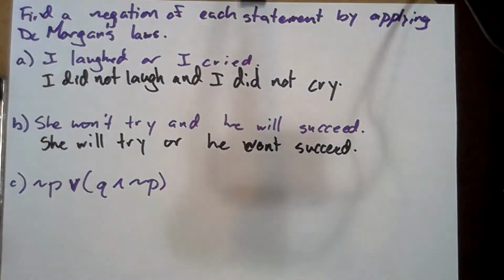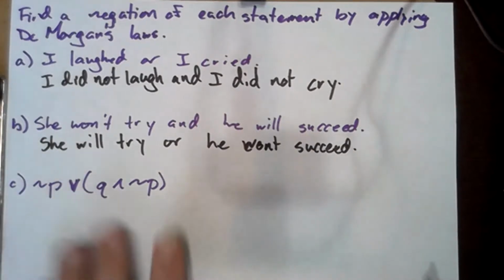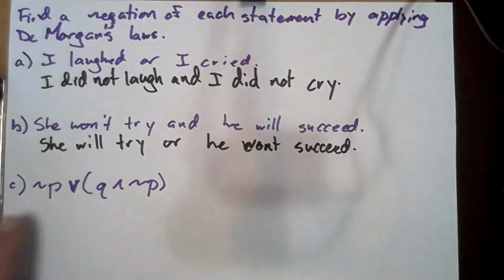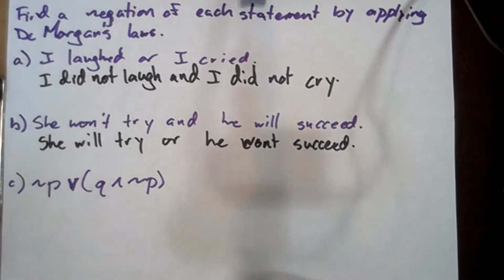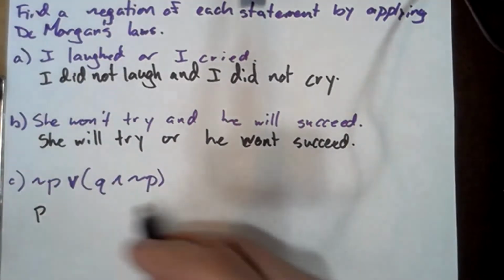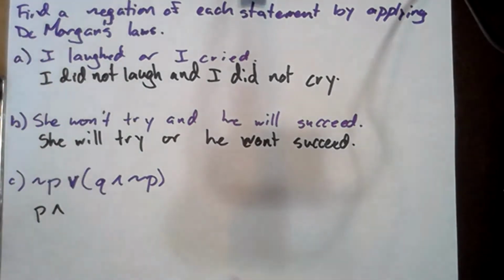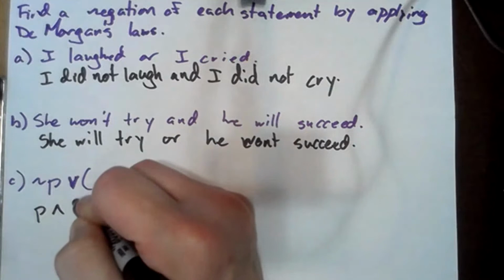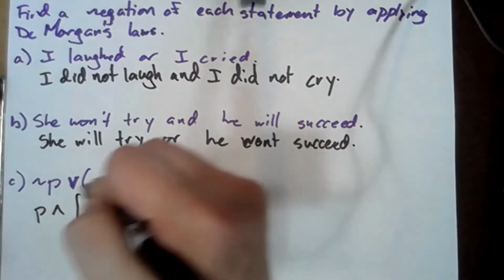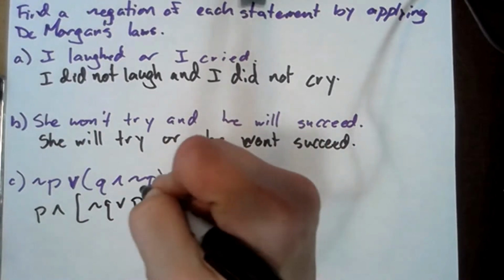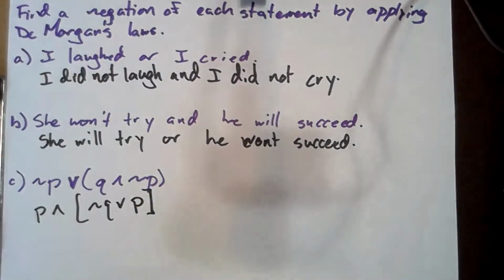This last one is a little more complicated because first, it's given in symbolic form, and second, we've got a subnegation in the middle of it. So we're going to start by recognizing that we have to take the opposite of not P, which is P, and then we make an and. Now we have to take this Q and not P and negate that, and for that, we get not Q or P. There is the negation.